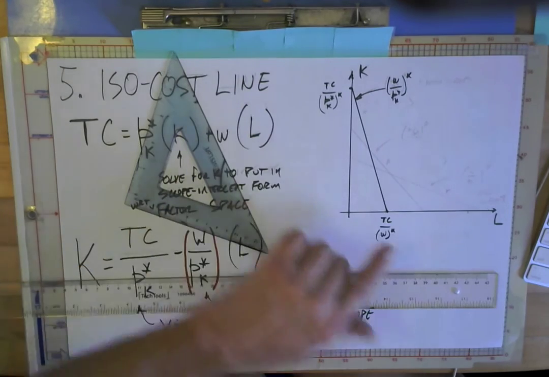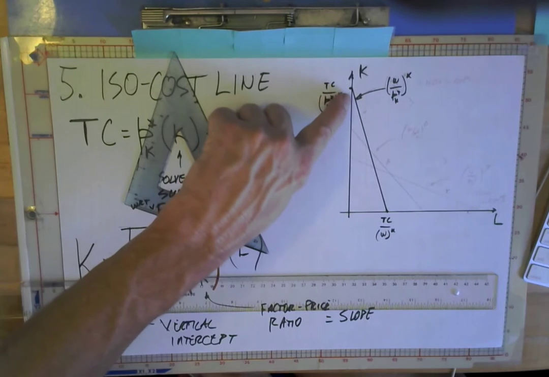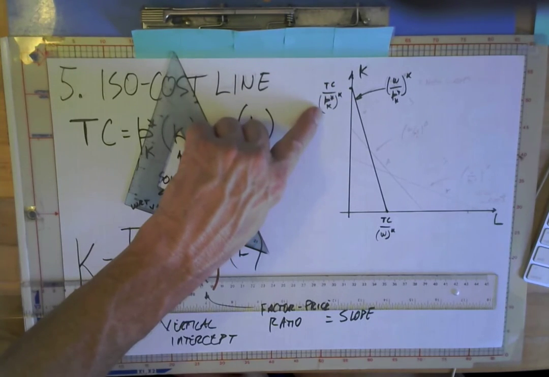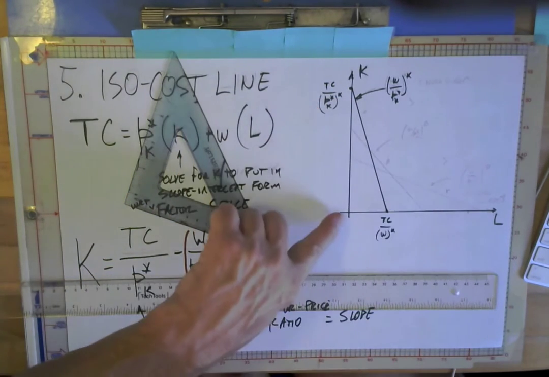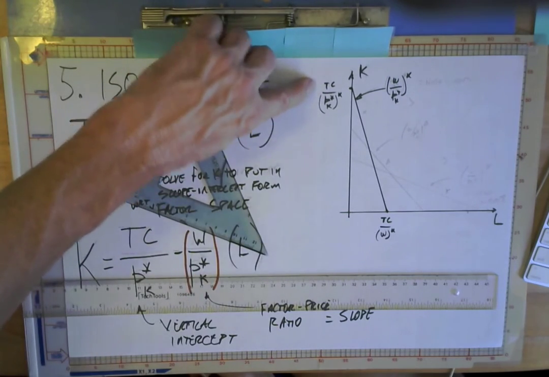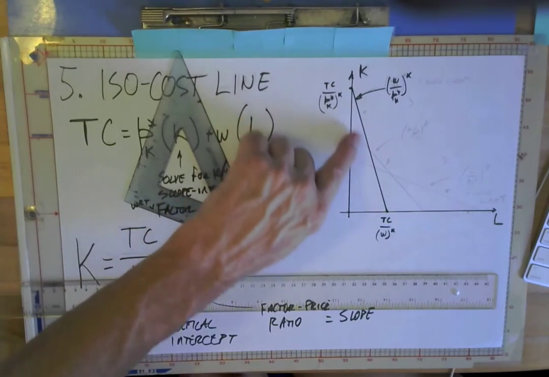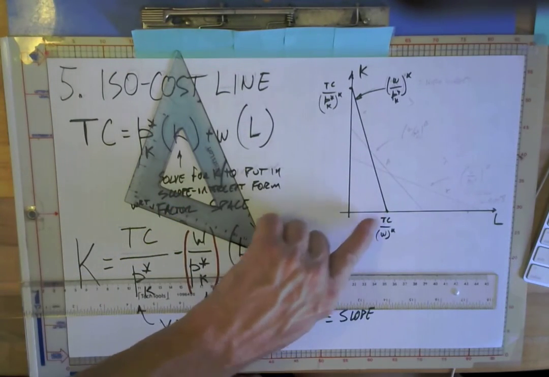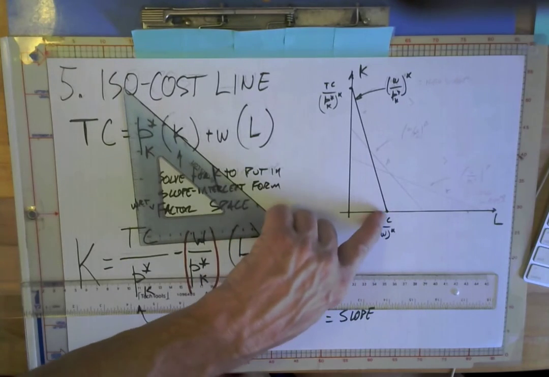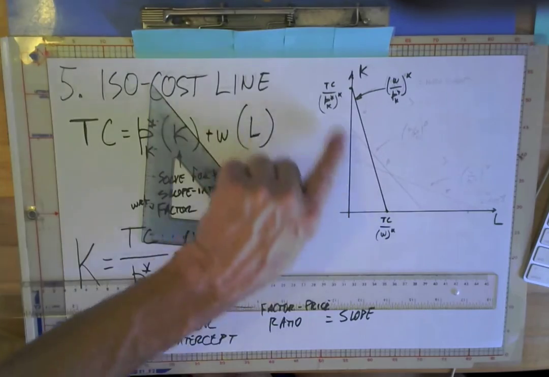The argument here is that if all of the producer's budget was spent only on capital, it would purchase zero quantity of labor input and this quantity of capital input at those factor prices. And the opposite case is here: if all of the producer's budget went to labor, it would purchase that quantity of labor and zero quantity of capital. And then you can see the trade-off in between.